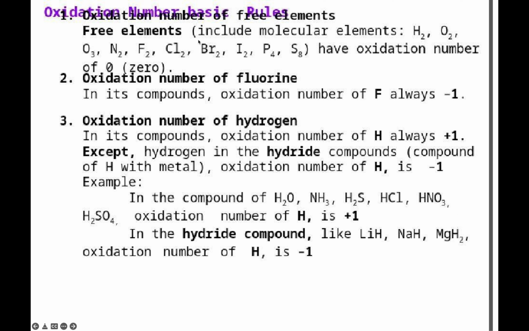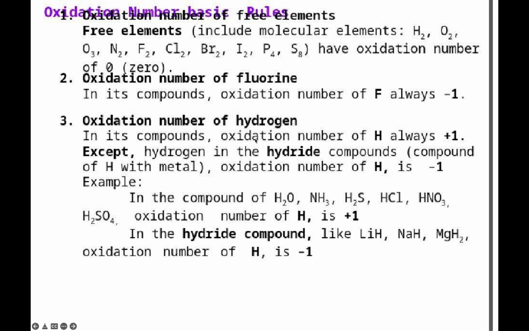As I already said, free elements like molecular elements: hydrogen, oxygen, ozone, nitrogen, fluorine, chlorine, bromine, iodine, phosphorus, sulfur, all have oxidation number 0, because these are all in the free state. Without combining, they are individually existing, so the oxidation number would be 0. The oxidation number of fluorine is always, remember, -1.